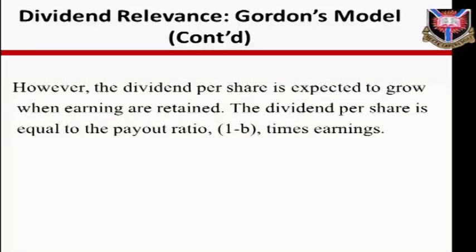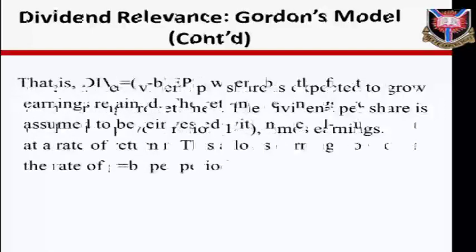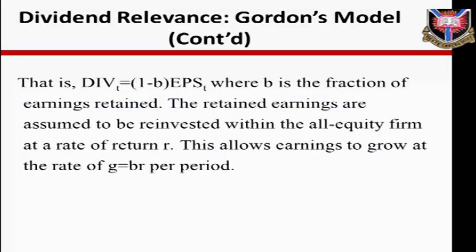However, the dividend per share is equal to the payout ratio times earnings. That is, dividend equals (1 minus b) times EPS, where b is the fraction of earnings retained. The retained earnings are assumed to be reinvested within the all-equity firm at a rate of return R. This allows earnings to grow at the rate of g equals b times R per period.